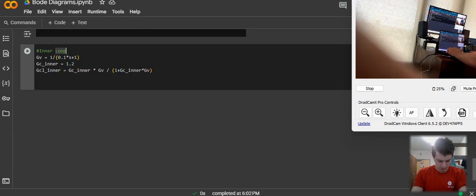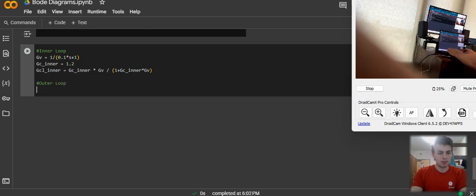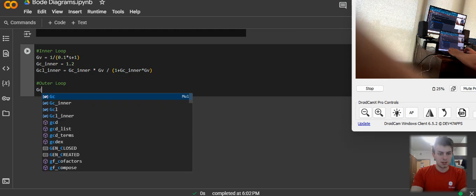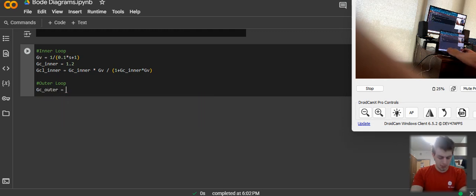Should it? Hold up. Yes, that's our inner loop. Cool. So let's go outside and get our process loop with our actual PI controller. This will be our outer loop. GC outer is going to be what? It's going to be 1 times 1 plus 1 divided by 0.5 times S.